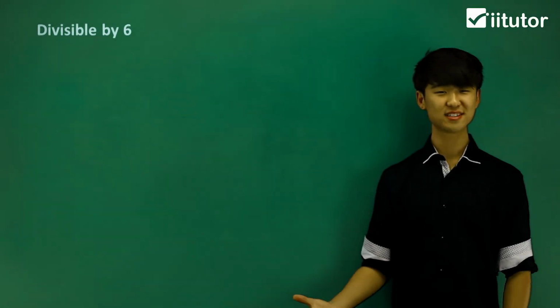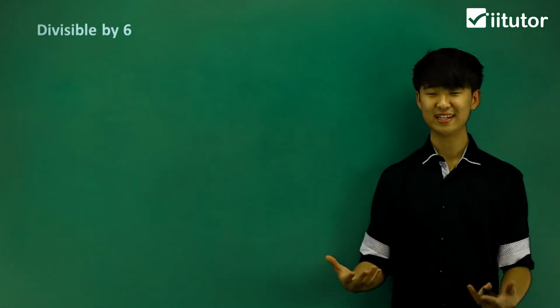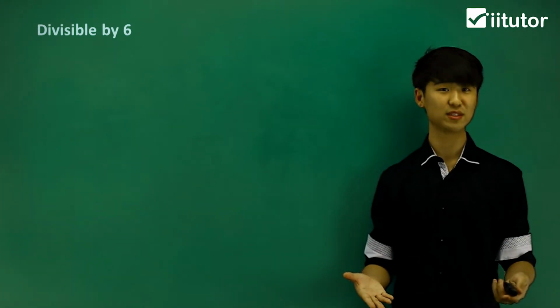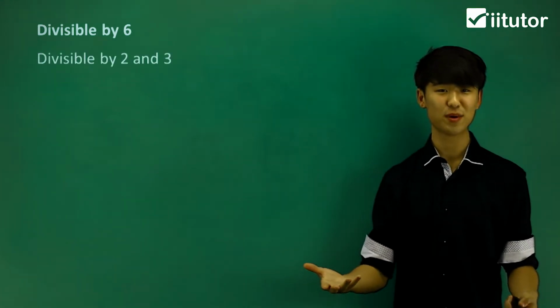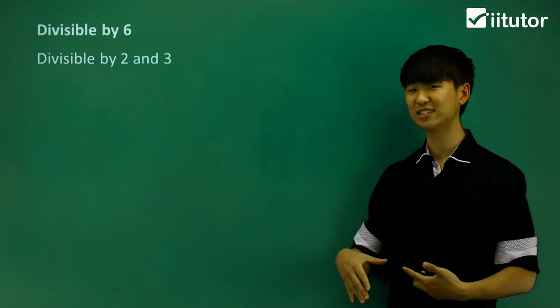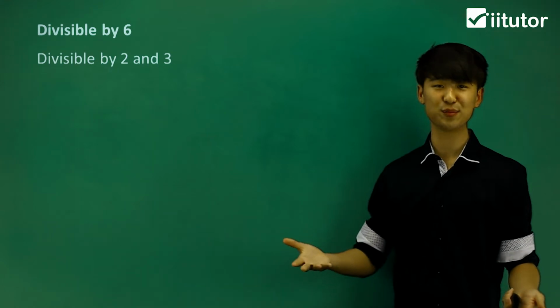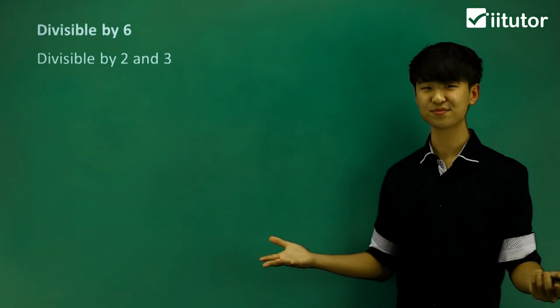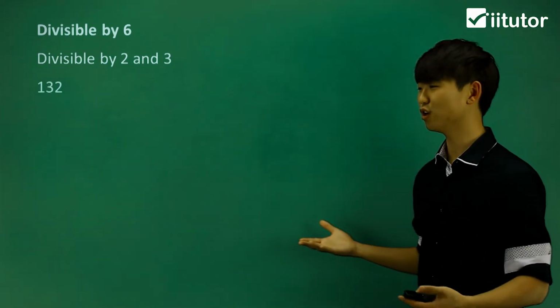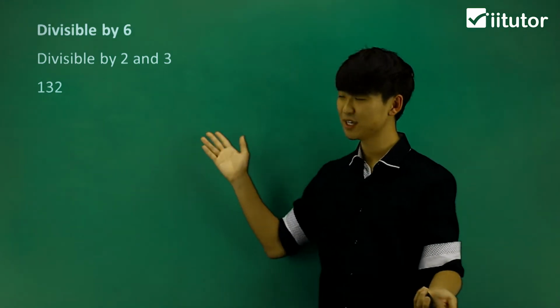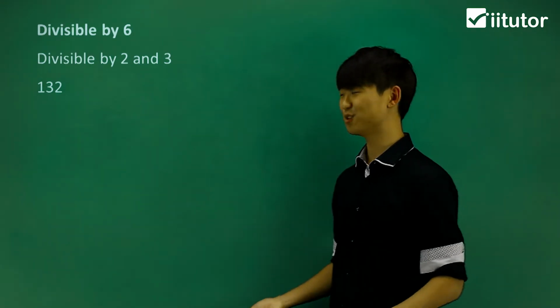To see whether a number is divisible by 6, we first look at whether the number is divisible by 2 and also by 3. If that number is divisible by both 2 and 3, then the whole number is going to be divisible by 6. Some examples of numbers that are divisible by 6: we have 132.